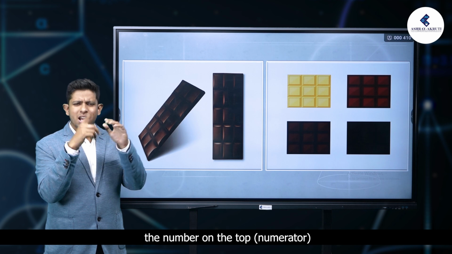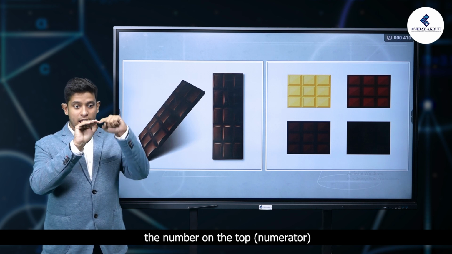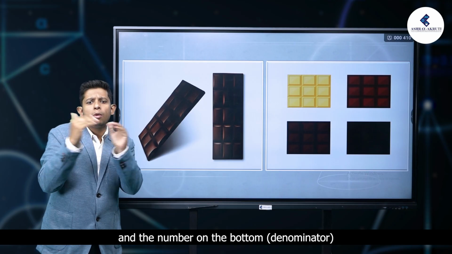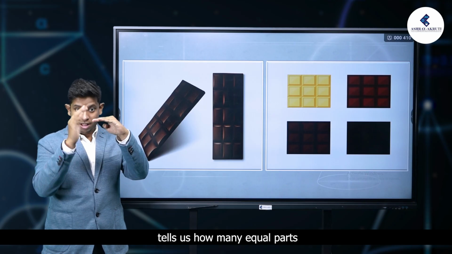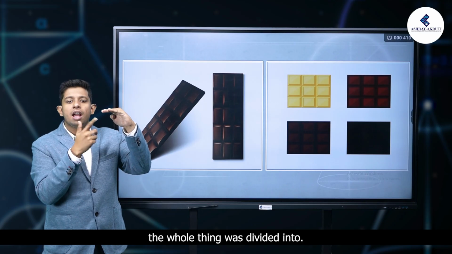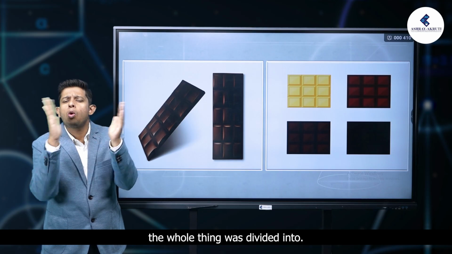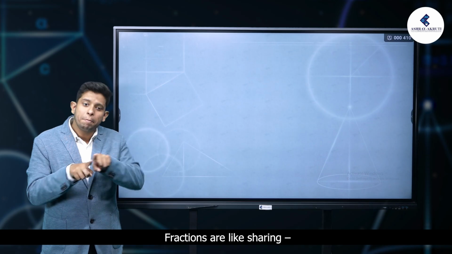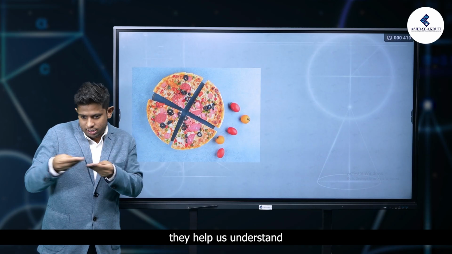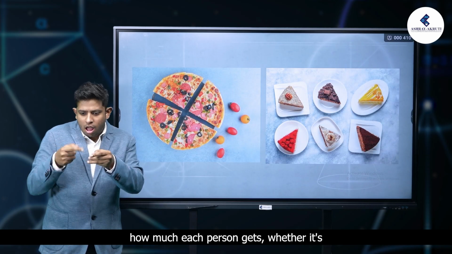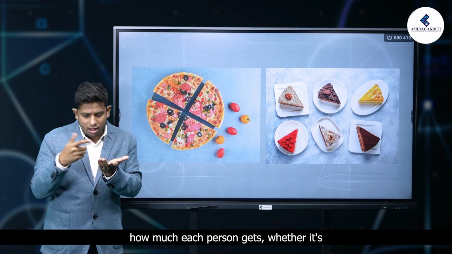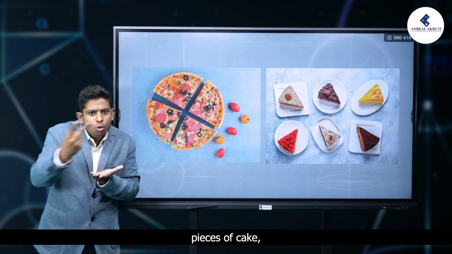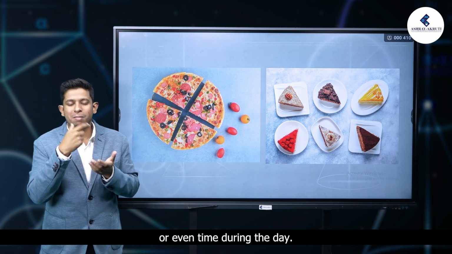Here, the number on the top, the numerator, shows how many parts you have, and the number on the bottom, the denominator, tells us how many equal parts the whole thing was divided into. Fractions are like sharing. They help us understand how much each person gets, whether it's slices of pizza, pieces of cake, or even time during the day.